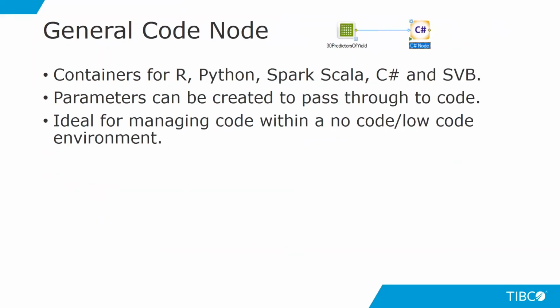And finally, our general code node. This general code node looks just like one of our standard nodes, but actually these are containers for other types of code. We use this whenever we code within these workspaces in R, Python, Spark Scala, C#, and also Visual Basic. Parameters can be created to pass through to the code within these nodes. And these nodes are ideal for managing code within a no-code or low-code environment. We found them to be particularly helpful for enabling the citizen data scientist to use complex code within a GUI-based environment. So what does this look like?